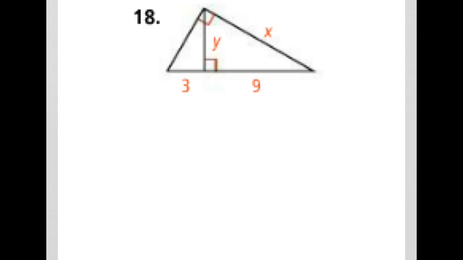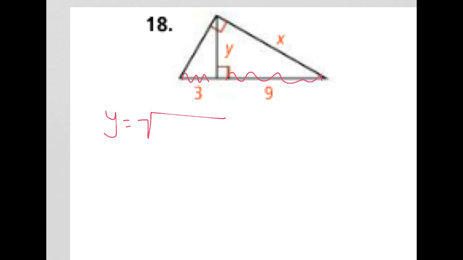So we want to find x and y. Well, y is going to be the geometric mean of that segment and that segment. Notice it's just the two segments that it is coming out of. It's the hypotenuse of the biggest triangle, and the y value is the altitude from the right angle to the hypotenuse on that biggest triangle. So geometric mean is the square root of the product. So the square root of 3 times 9.